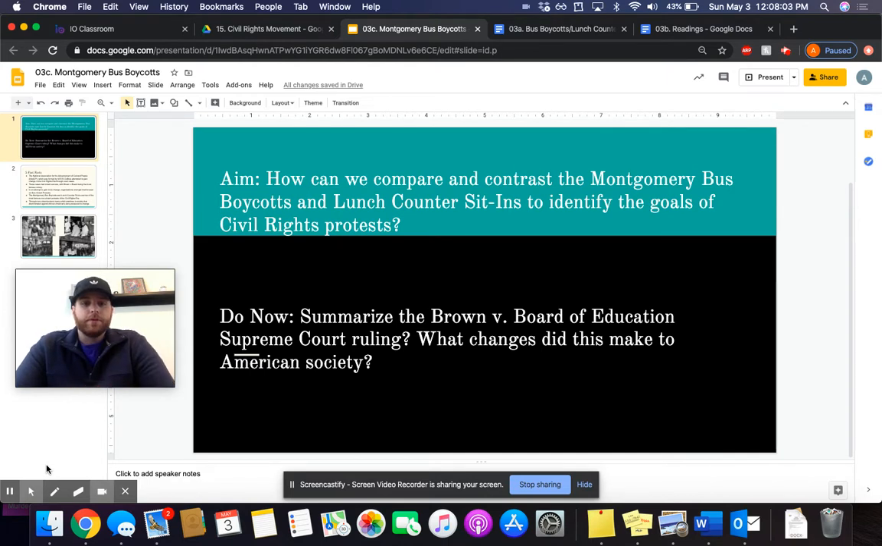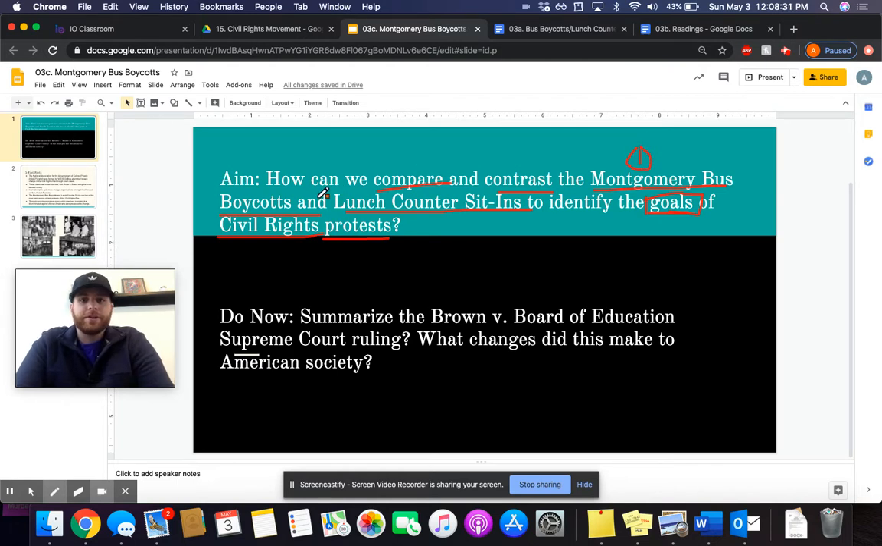We're going to be looking at some of the most impactful events and themes from this movement. Okay, so for today, we've got our aim: how can we compare and contrast the Montgomery bus boycotts and lunch counter sit-ins to identify the goals of civil rights protests? So we're really looking into the goals of civil rights protests, and we're going to be looking at two very famous examples of these protests.